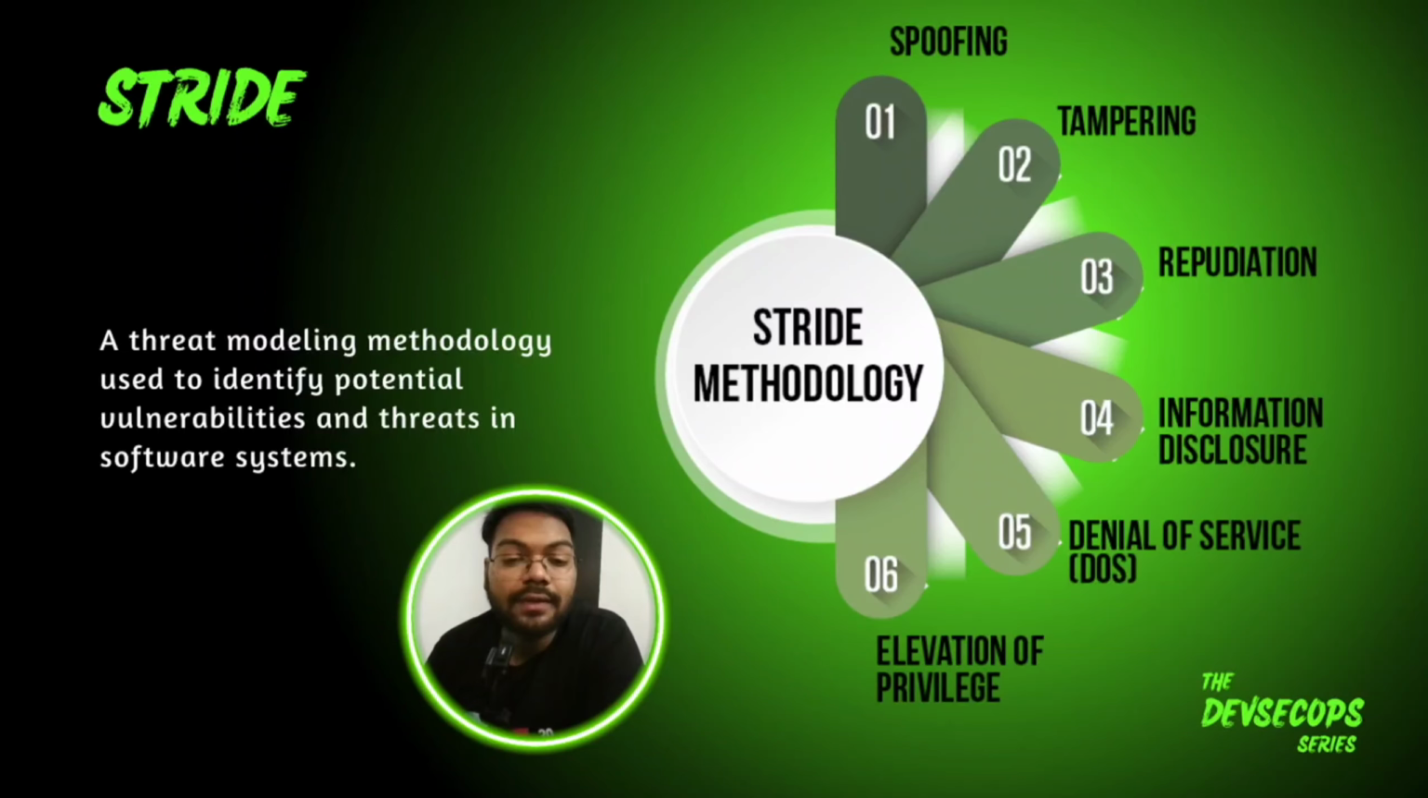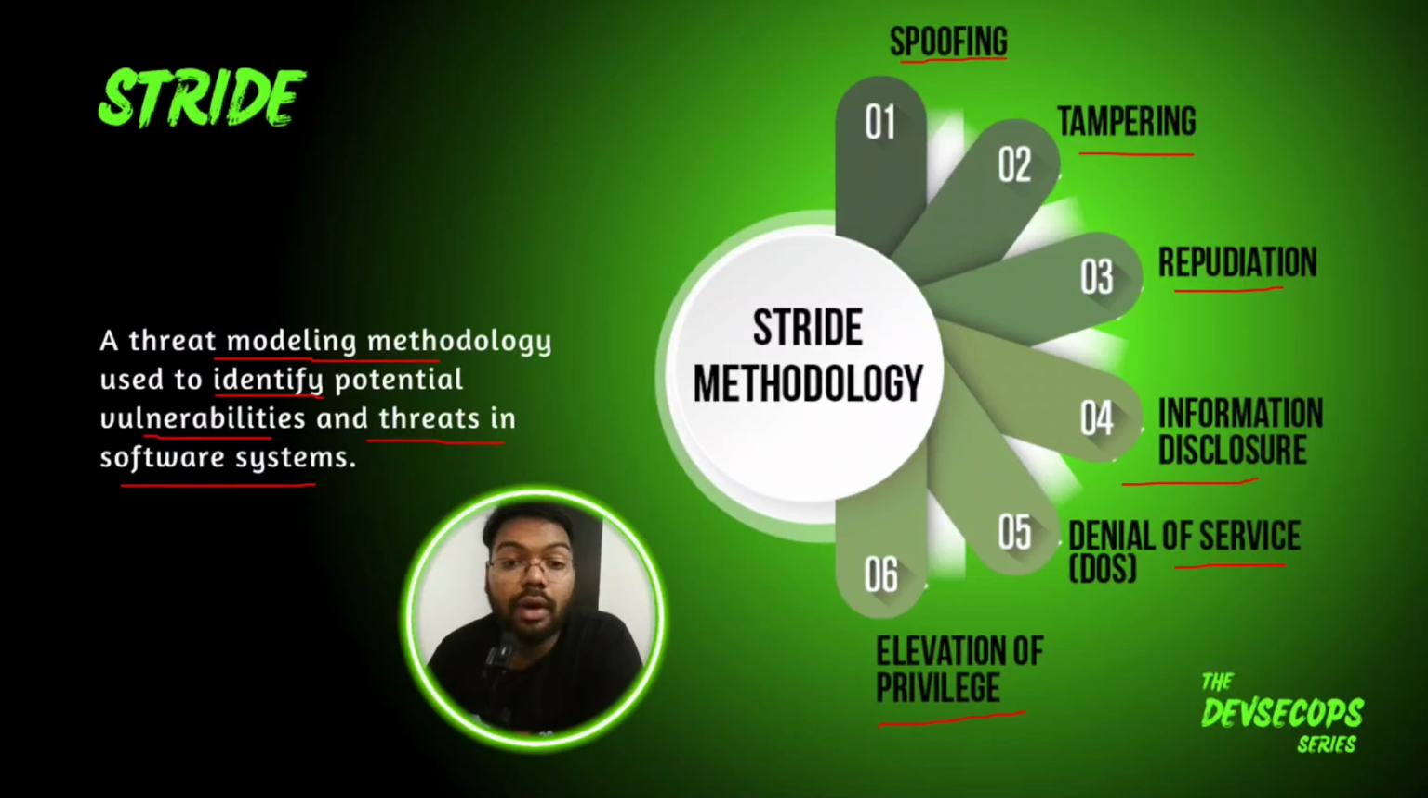As I mentioned, STRIDE is an acronym. It includes spoofing, tampering, repudiation, information disclosure, denial of service, and elevation of privileges. Now this STRIDE is a threat modeling methodology used to identify potential vulnerabilities and threats in software systems. So there are these kinds of attacks that could be possible, these types of threats.